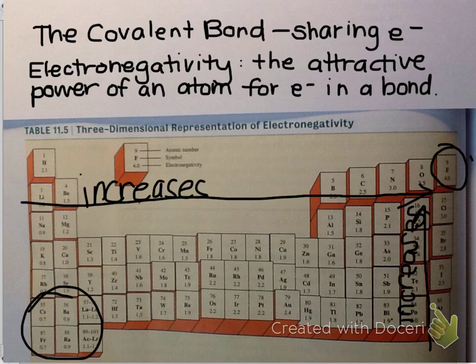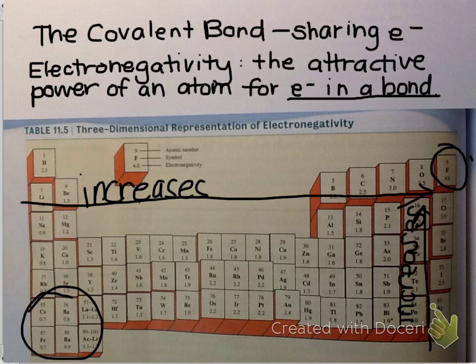Now you may notice that the noble gases are missing from this table. The reason is because electronegativity deals with electrons in a bond. Well, noble gases in general do not form as many bonds because they are already stable, and the formation of bonds is a way for atoms to become more stable. So they don't have electronegativity values.